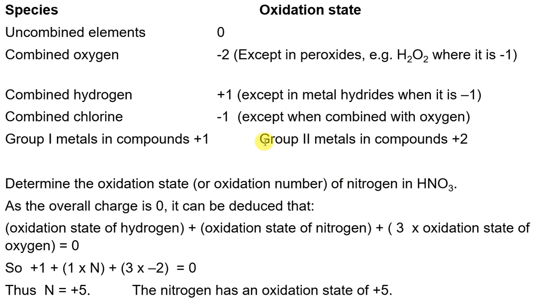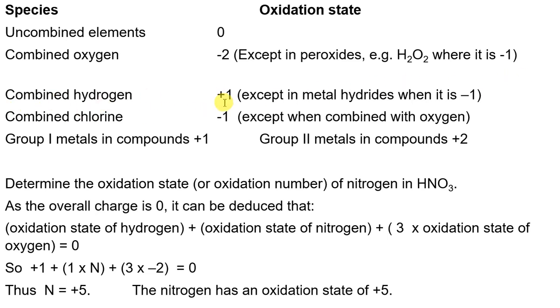Useful rules. Uncombined elements are always given an oxidation state of 0. Combined oxygen, -2. Very unusually, but worth noting, if we get peroxides like hydrogen peroxide, H2O2, it's -1.